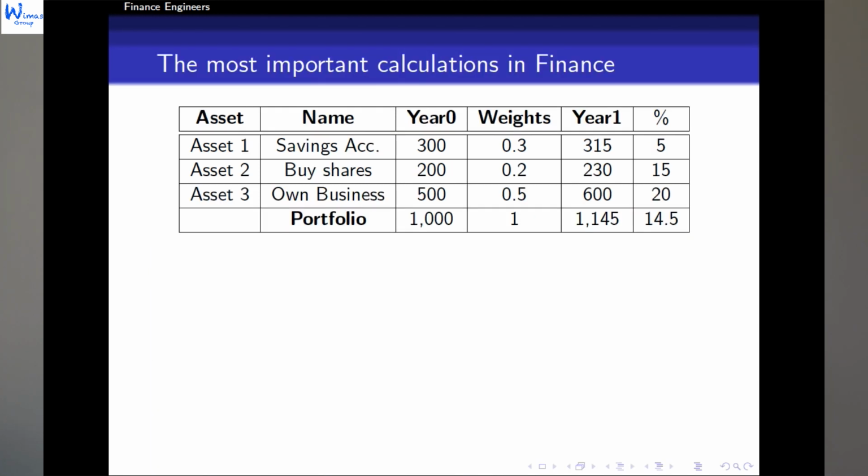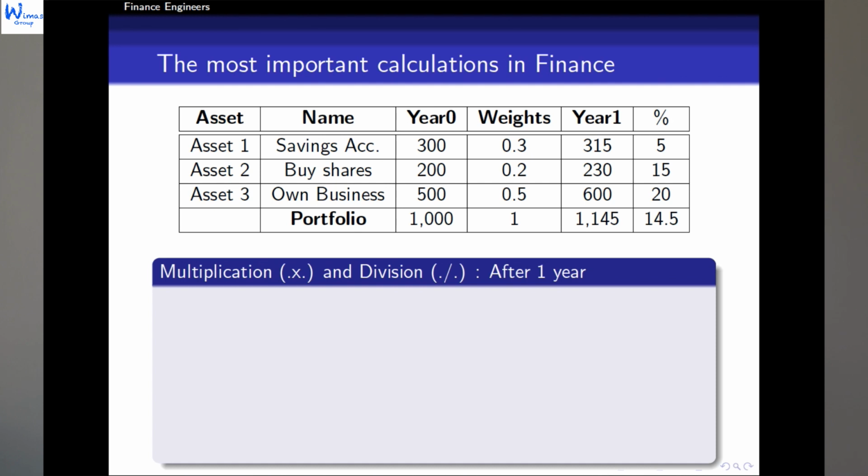We do the same for all assets. For example, if we look at the end of the first year, we obtain that the weight now is 0.315 divided by the value of our portfolio, which is 1,145. So 315 divided by 1,145 is equal to 0.275.